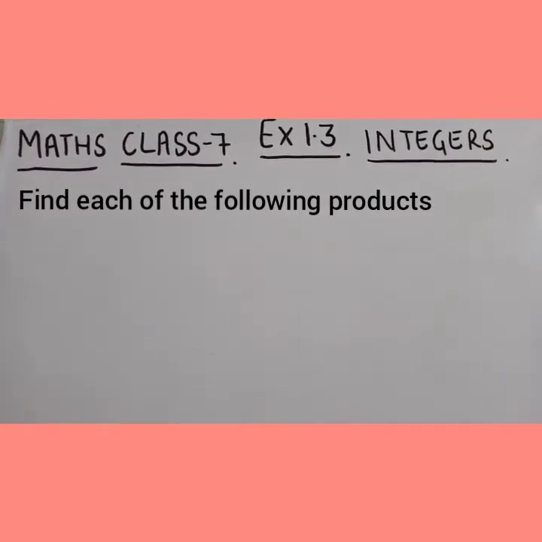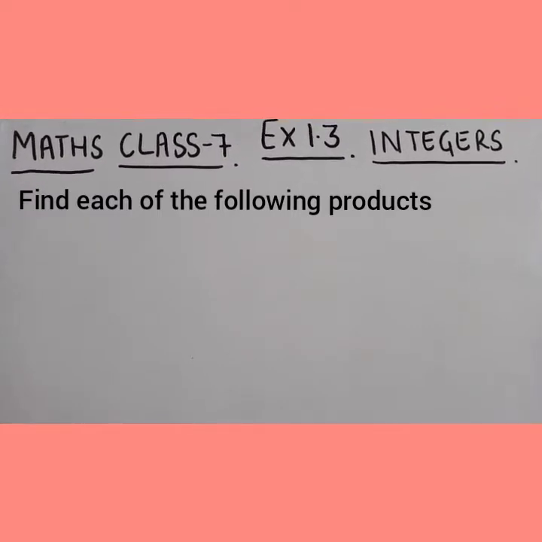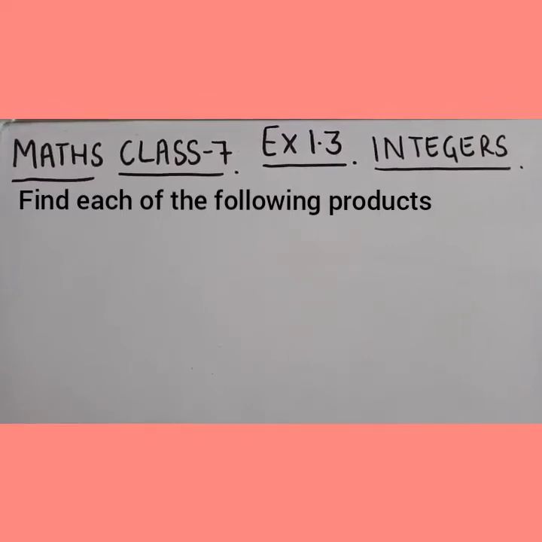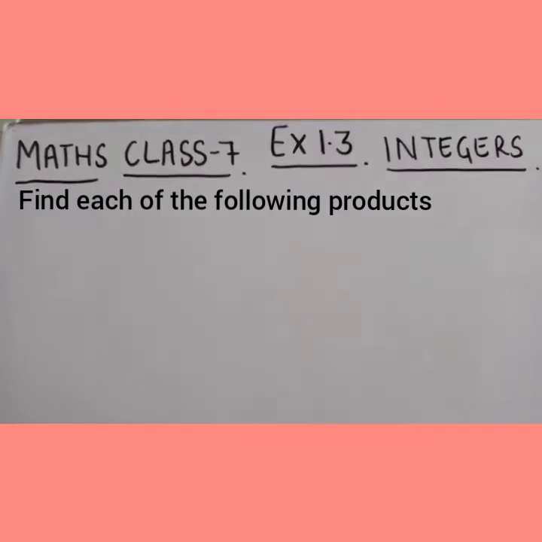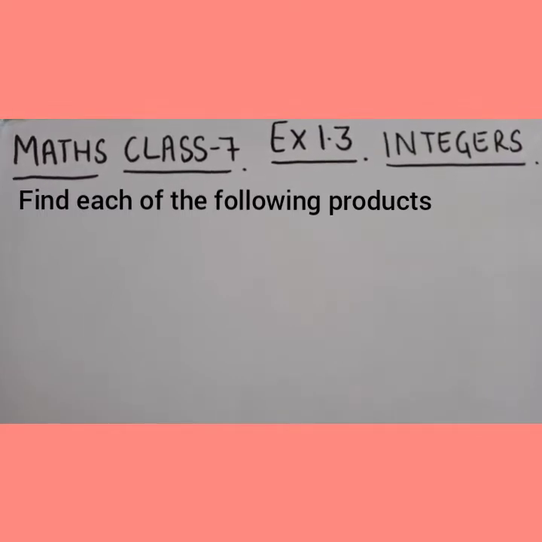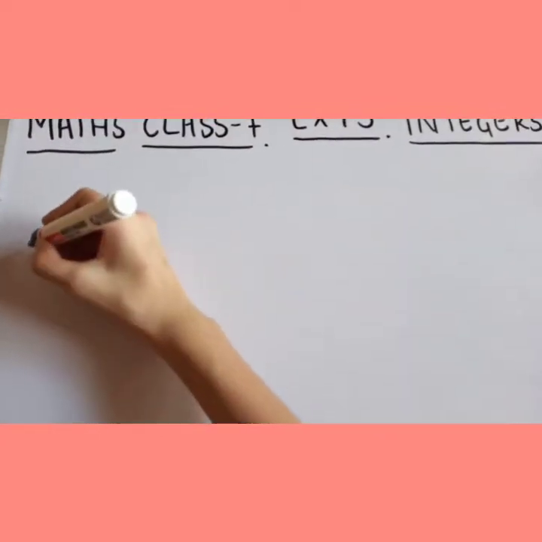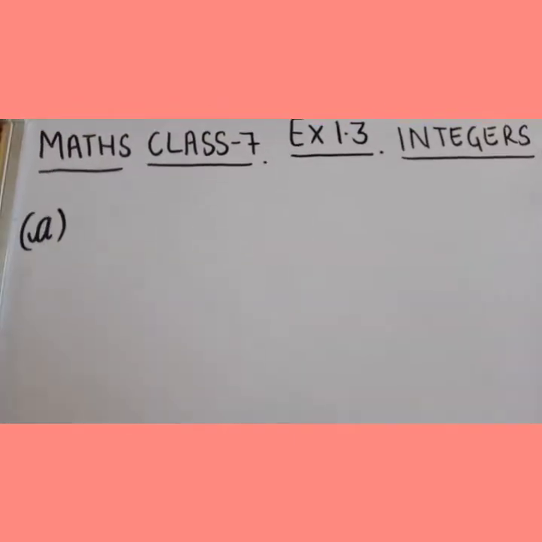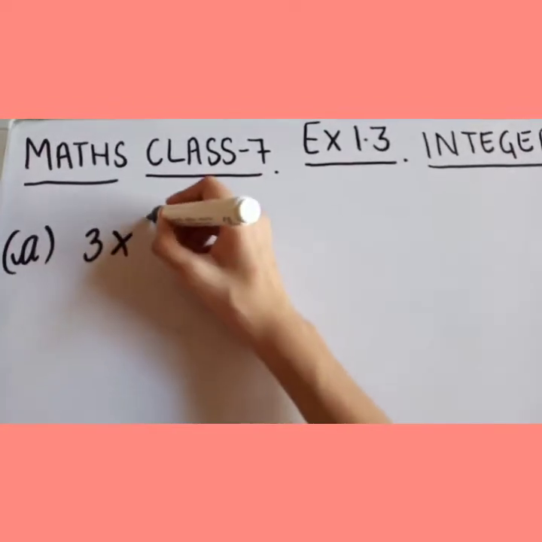So now you have to multiply all the parts. That means they have given you some parts. For example, I will do the A part and you will see how to do it, and then you will come to know how to do question number 1. So let's start with the A part. A part says 3 multiplied by -1.